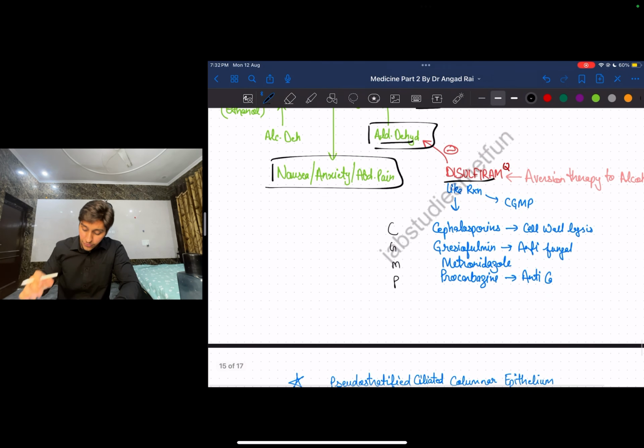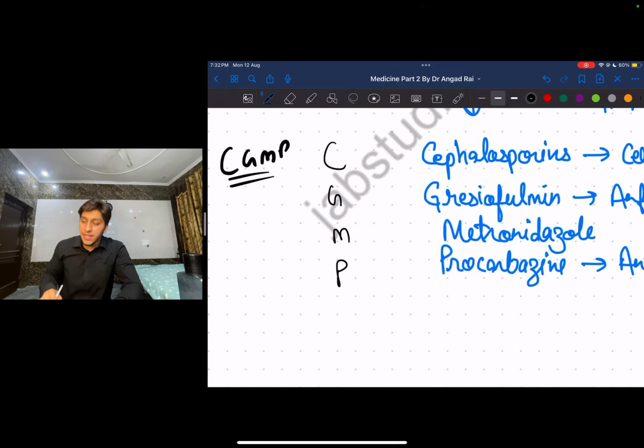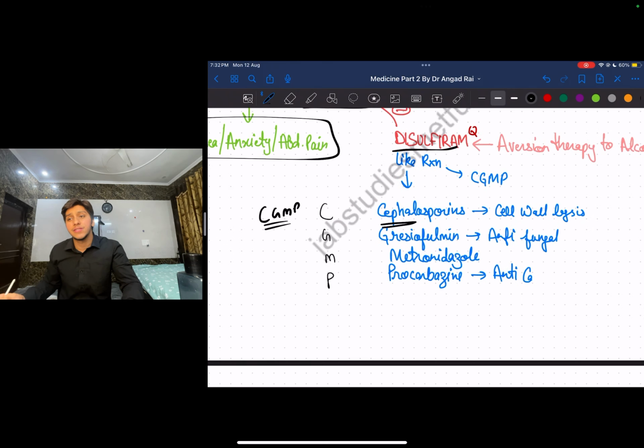If you want to remember, guys, what are the drugs which cause disulfiram reaction, you have to remember this with the mnemonic of CGMP, where C, guys, stands for cephalosporin, a cell wall synthesis inhibitor, G for griseofulvin, which is an antifungal, metronidazole, guys, and procarbazine, which is an anti-cancer drug. These are the disulfiram-like reactions, and disulfiram itself basically uses aversion therapy in case of alcohol.